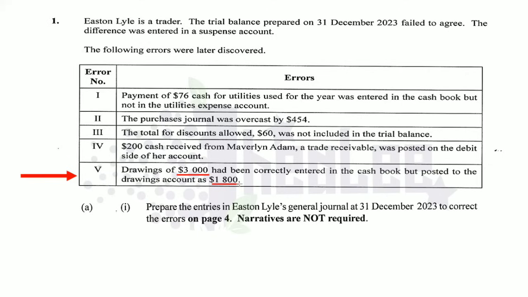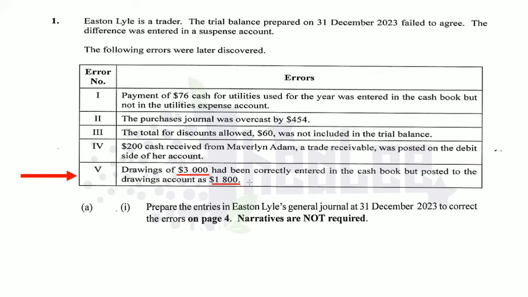In this case, we're seeing drawings of $3,000 and only $1,800 was recorded. So it means that it was short of $1,200. It was undercast by $1,200. Remember, once there's an undercast, you place the entry on the side where the original entry was made. Again, once there's an increase in drawings, you are to debit. So it means that the debit side is short of $1,200.